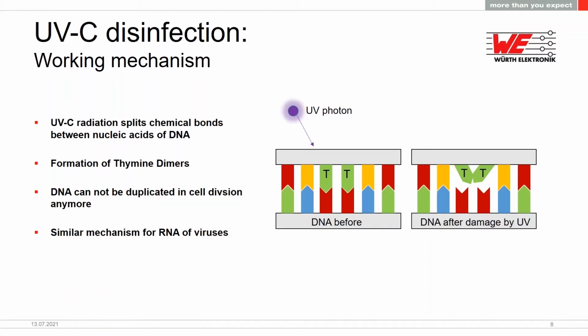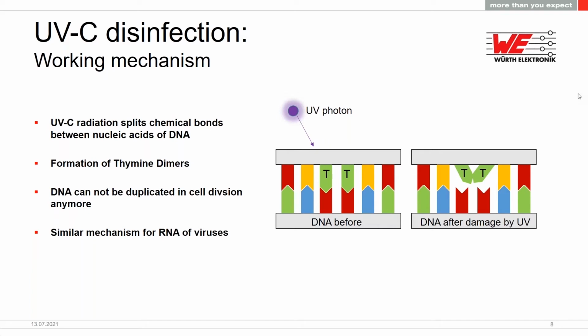So let's dive into the working mechanism, how this UV disinfection actually works. Here I have a sketch of DNA. And what happens when the UV photon hits the DNA? It actually splits some nucleic acids of the DNA, and then you have some formation of thymine dimers. This damage, where we now have those dimers, stays in the DNA. And if the cell wants to replicate itself, this damage hinders the replication. So basically, this DNA cannot be duplicated anymore if this damage is too much. So this cell then is inactive, right? It can't live on anymore.